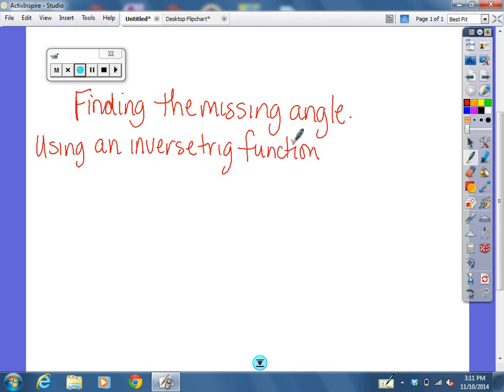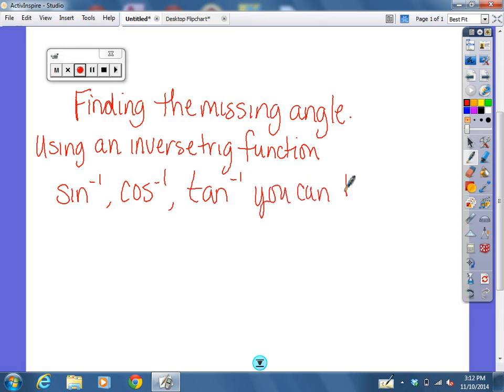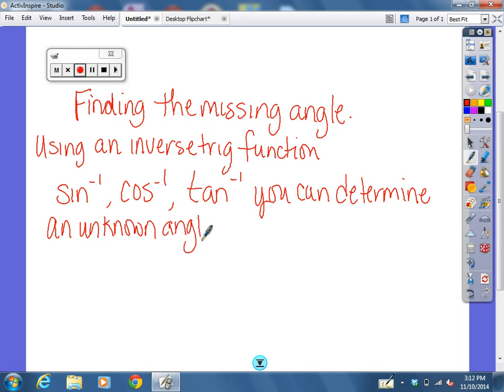Those functions are sine of -1, cosine of -1, and tan of -1. Using those functions, you can determine an unknown angle. Sorry, this takes a while to write. Unknown angle.